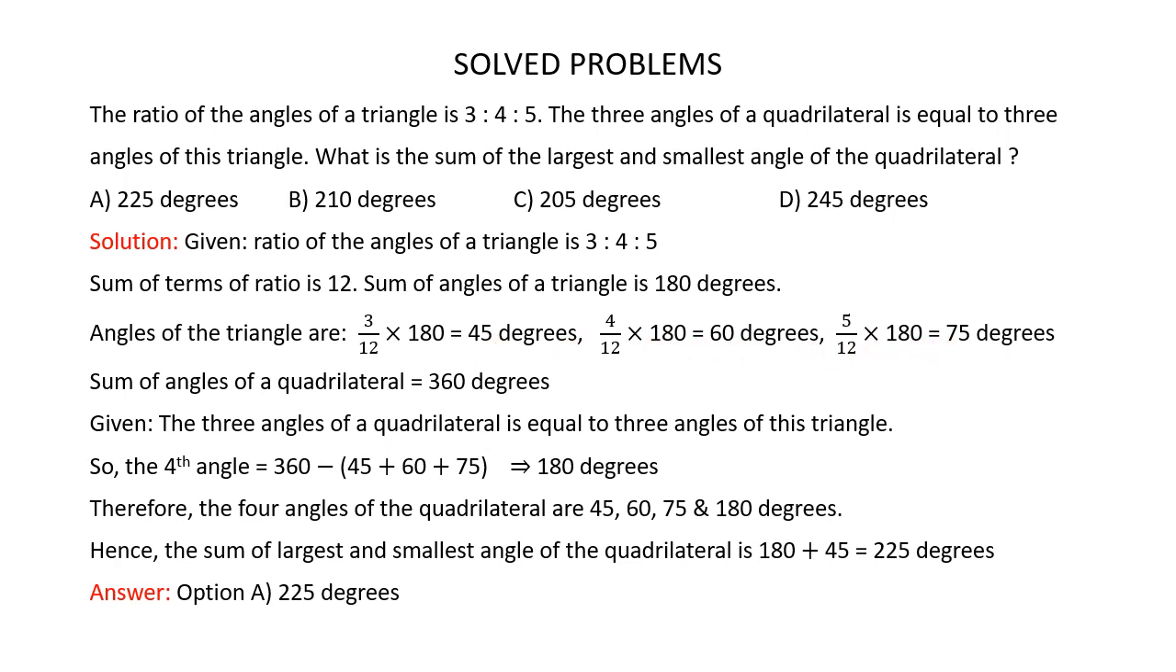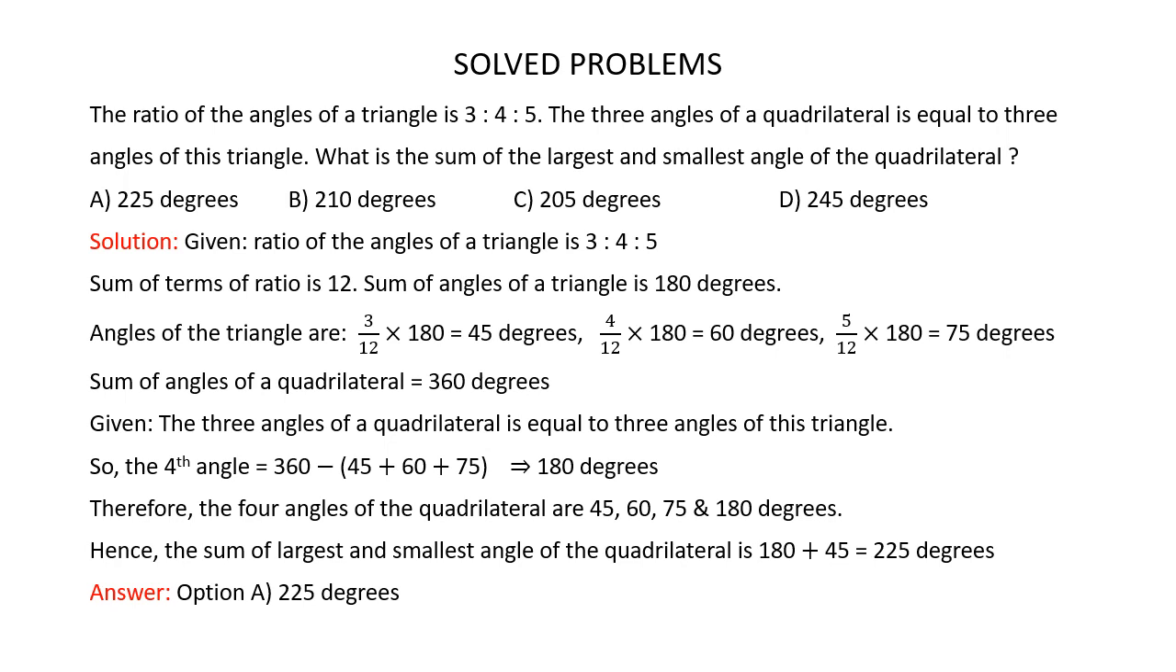Now we know that the sum of angles of a quadrilateral is 360 degrees. It's given that the three angles of the quadrilateral are equal to the three angles of the given triangle. So the three angles of the quadrilateral are 45 degrees, 60 degrees and 75 degrees. And the fourth angle is equal to 360 minus (45 plus 60 plus 75), which is 180 degrees. So the four angles of the quadrilateral are 45, 60, 75 and 180 degrees.